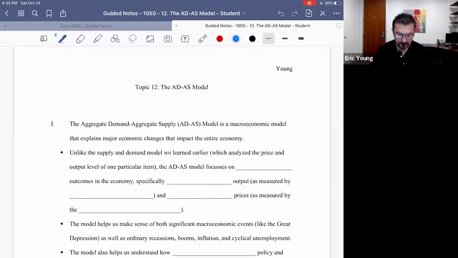All right then, Econ friends, welcome back to our next series. We're now in topic 12, and here we'll be talking about the ADAS model. Let's jump in with the definition.